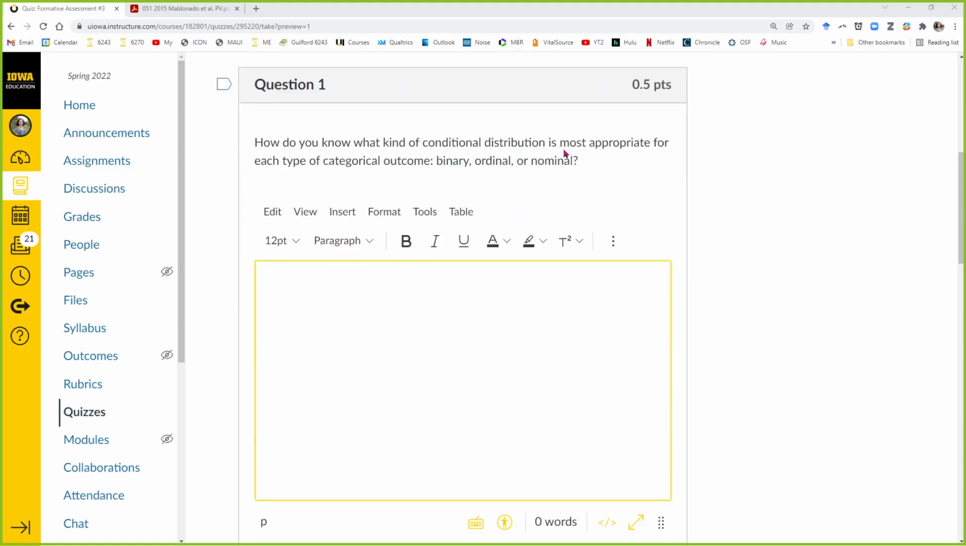So first up, number 1 here, how do you know what kind of conditional distribution is most appropriate for each type of categorical outcome, binary, ordinal, or nominal? So the words logit, probit, or any of those do not go into this answer. That is not the question. The question is, what type of probability distribution characterizes these types of responses? So for binary, what's the answer? Binomial, or a special case of binomial, Bernoulli.